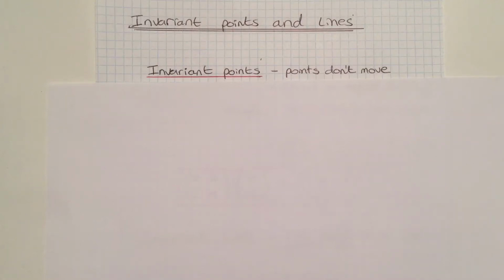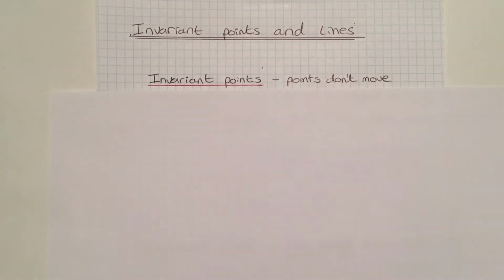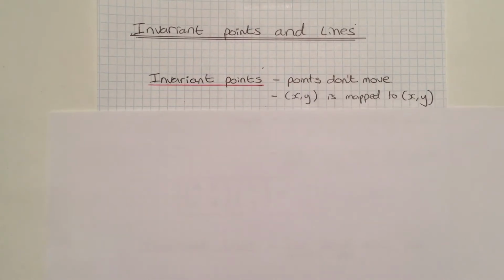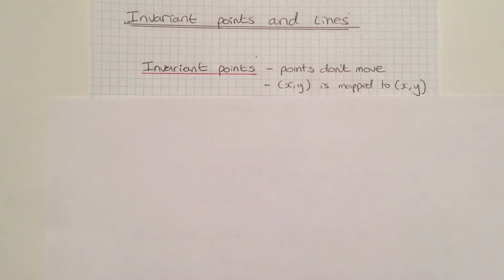This video is all about invariant points and lines. So invariant points are, funnily enough, the points that don't move when you do a transformation. So the coordinate xy, when I do the transformation, will get mapped to the coordinate xy. It won't move at all.